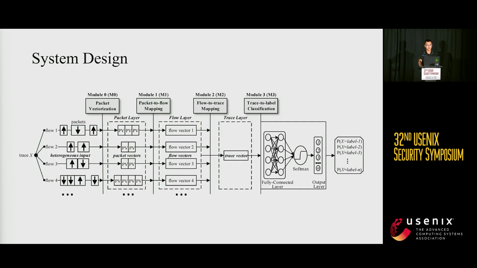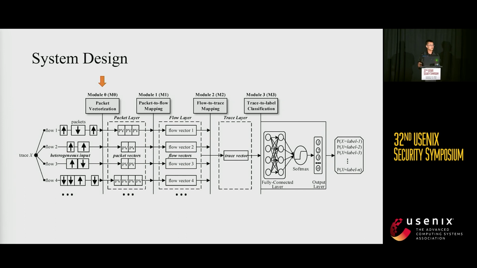Here is our system design. This figure shows the overall design of our framework. Given a trace X, the framework's objective is to predict the label probabilities. To support the heterogeneous input and perform the final predictions, the framework is structured at 3 layers: the packet, flow, and trace layers. Our framework comprises 4 modules: the packet factorization module, packet to flow mapping module, flow to trace mapping module, and trace to label classification module. We label them from M0 to M3. The first 2 modules work at the packet and flow layers respectively, while the latter 2 work at the trace layer. Now let's dive into the design of these modules.